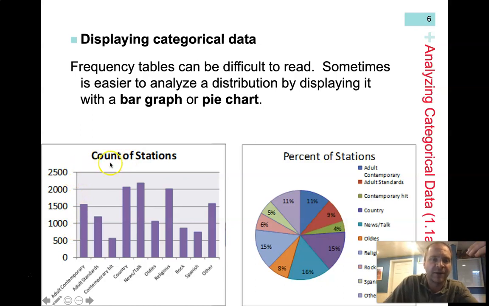It is the number of count of stations there. So we have labels. We have a title, we have the x-axis labeled, we have the horizontal axis labeled. Those are crucial when you're looking at graphs, and those are where points are taken off on the AP exam. And it's the same with the pie chart.